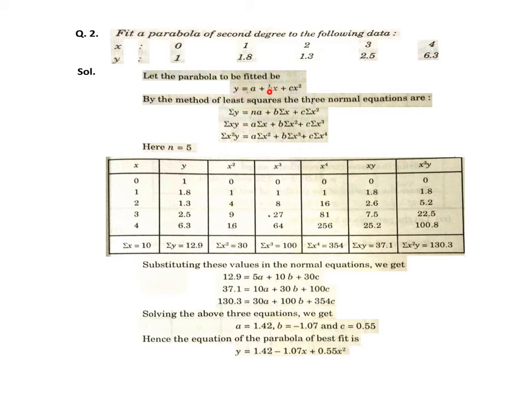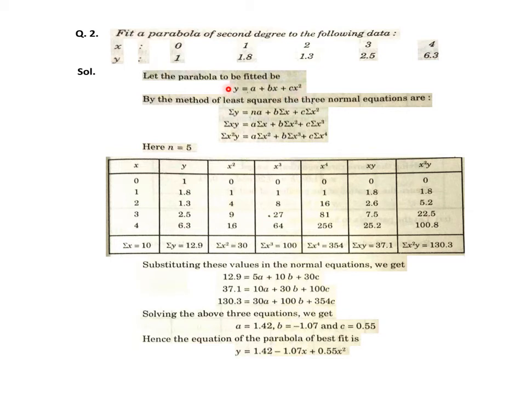If no standard form of parabola is given, we have to assume it like that. In the previous slide we assumed the straight line as y equals a plus bx, so add one more second degree term, plus cx square here, to assume a form of parabola. How many unknowns are there? 3: a, b, c. That means we need to produce 3 normal equations.